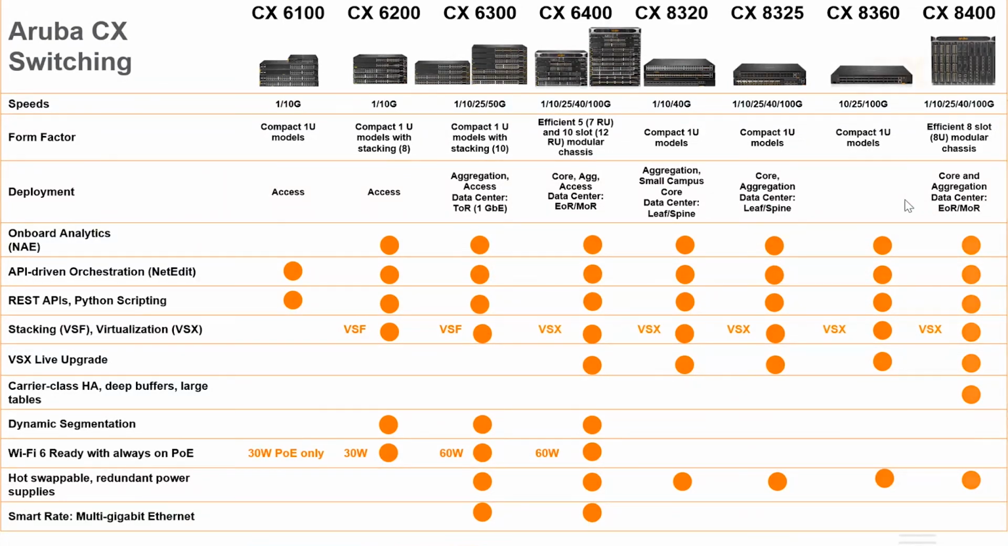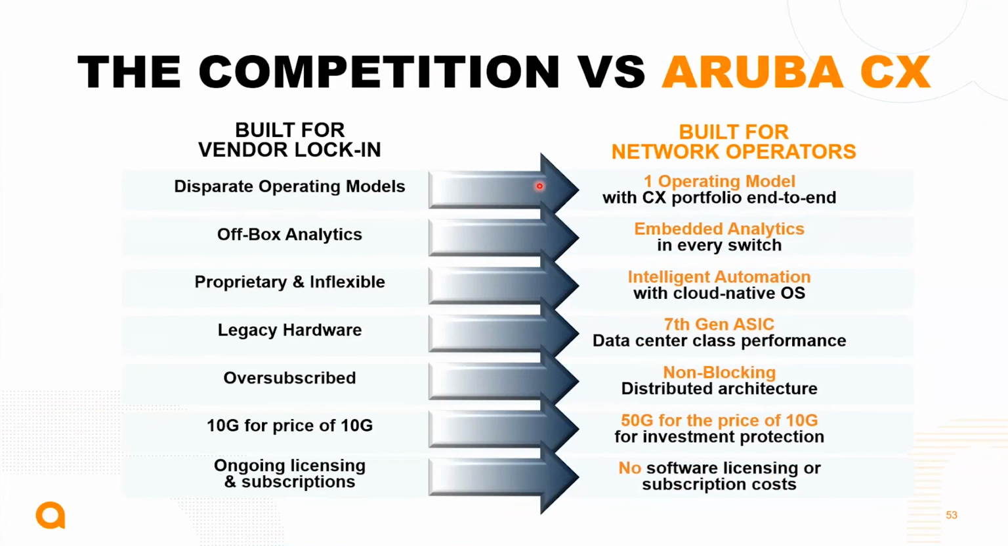Now, what will be our advantage over the competition? Other vendors have, for example, vendor lock-in. Now we have one operating model for the CX portfolio from end to end. I also mentioned that we have embedded analytics in every switch, instead of having, for example, an over-the-top network management. We also have what I mentioned earlier, the cloud native OS. With that we will have intelligent automation.